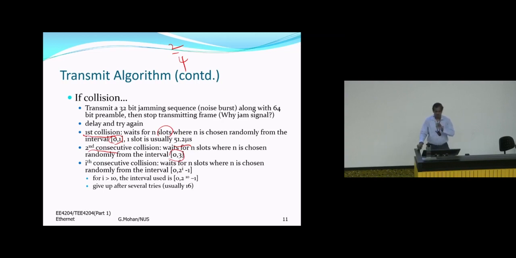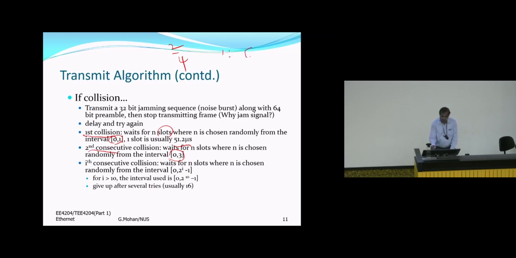If it gets 0, it doesn't wait. If it gets 1, it waits for 1 time slot, that is 51.2 microseconds. If it gets 2, it will wait for 2 time slots. If it gets 3, it will wait for 3 time slots. It assumes that different hosts will get different numbers. But still, there are some combinations for which there will be another collision, right? So there's a chance that there will be a third collision.